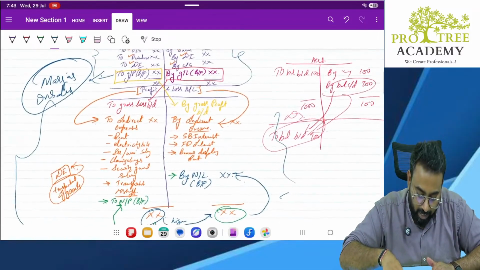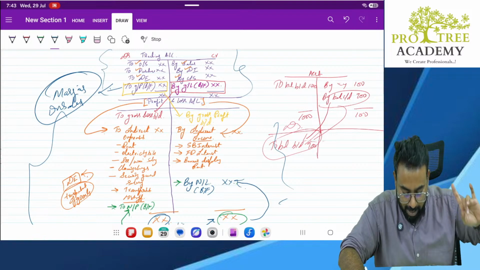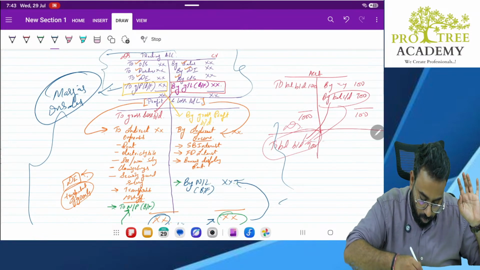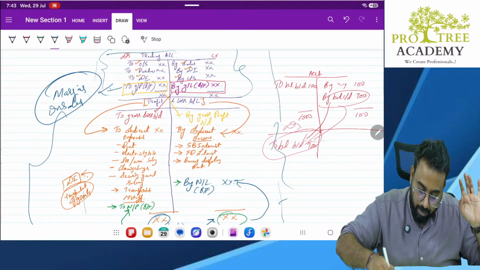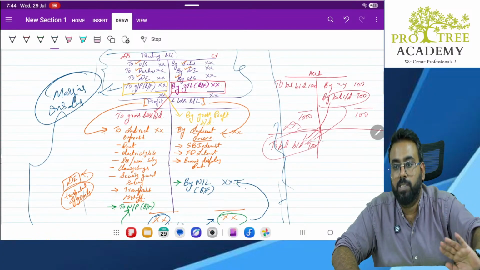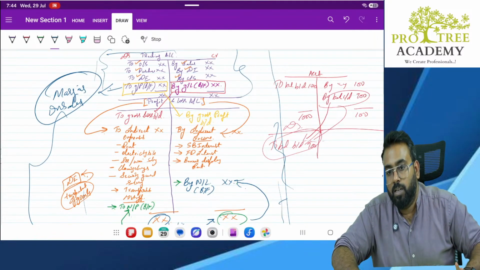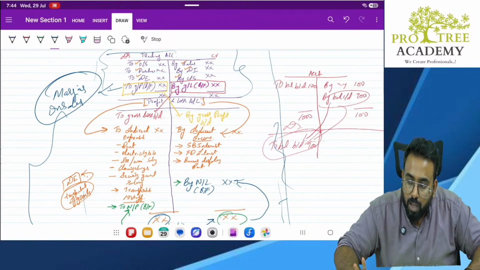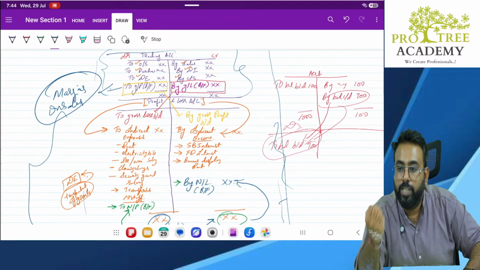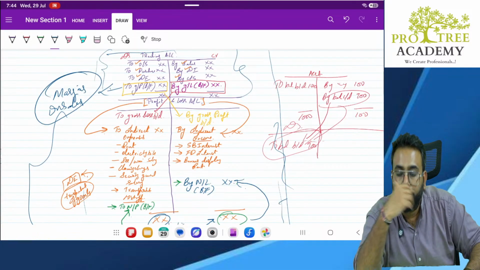Sir, why is that word financial performance linked with this? I told you just one sentence back. What did I tell you? Your trading account plus P&L account will give the ultimate profit earned by your business or ultimate loss suffered by your business. Now answer my question. Without this profit or loss, will you be able to determine how the company is performing?